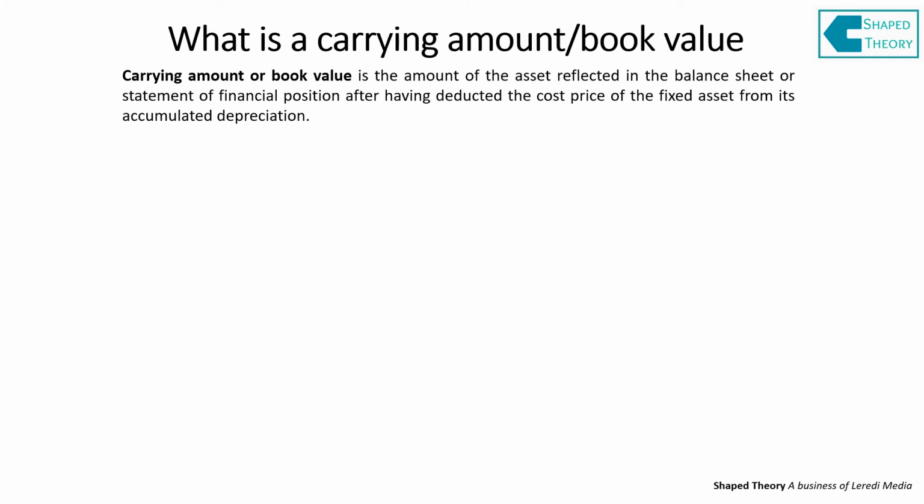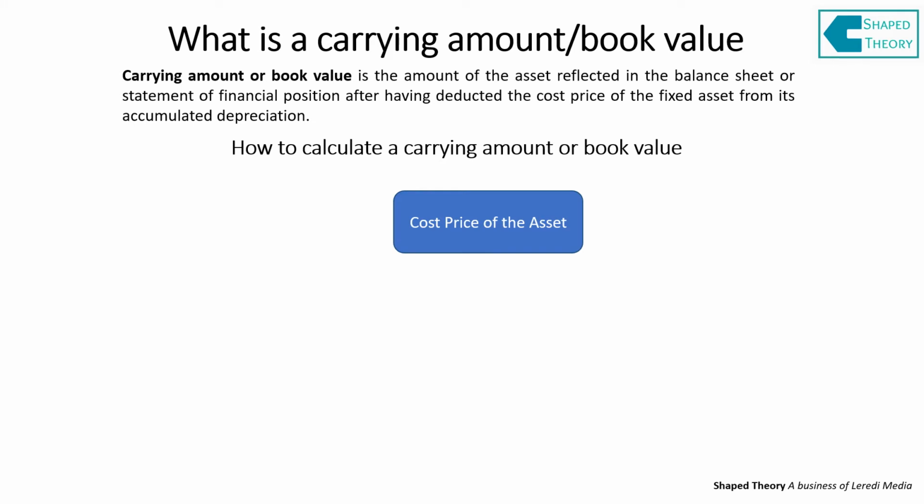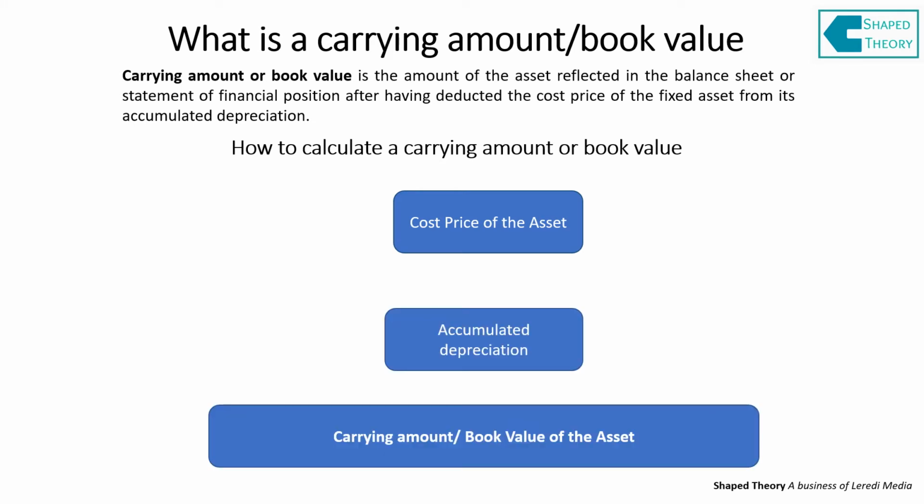This amount is mostly reflected or presented in the face of the balance sheet or statement of financial position in the annual financial statements. The other items that make up these amounts are therefore reflected or disclosed in the notes to the annual financial statements. For a carrying amount or a book value to be present, we need to have two items. Those items are the cost price of the asset and the accumulated depreciation of the asset.